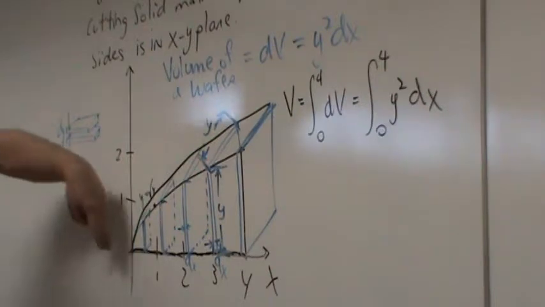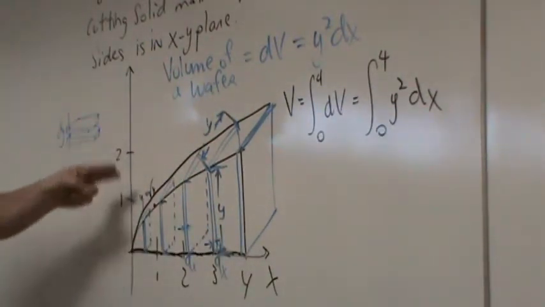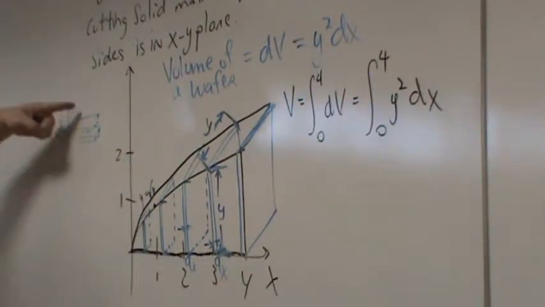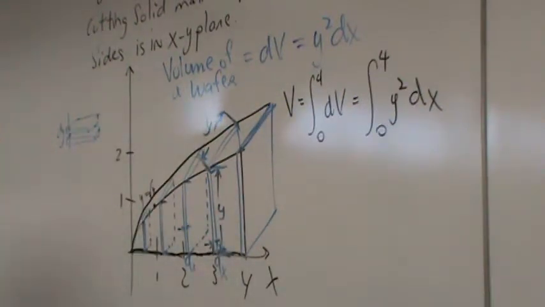Are you okay about why the bounds have to be 0 to 4 instead of 0 to 2? I'd be going 0 to 2 if I was adding up horizontal wafers like these guys. But I got to go 0 to 4 because I'm adding up vertical wafers.